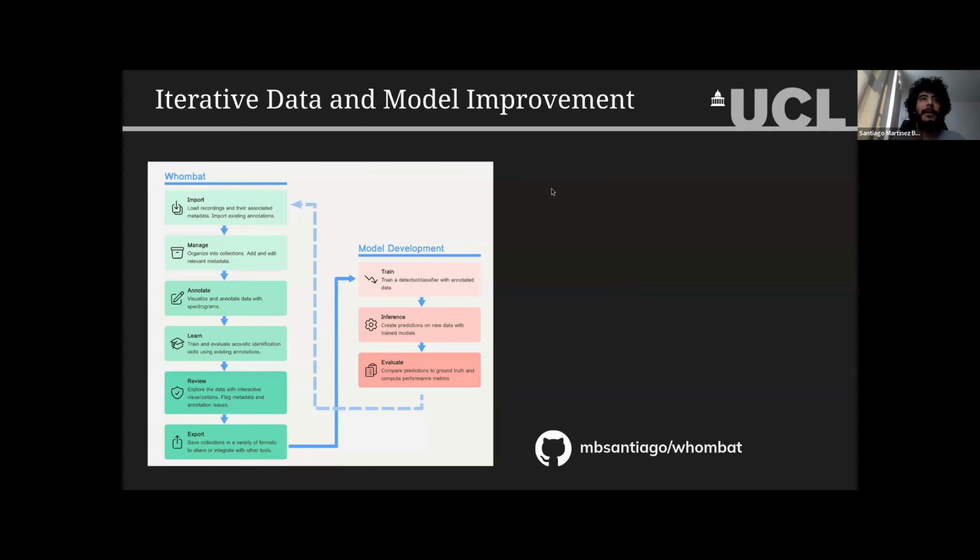This tool is open source. This is the GitHub name of the repository. Feel free to add any issues that you see.